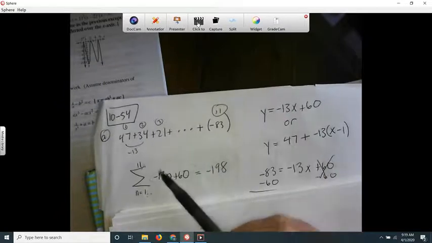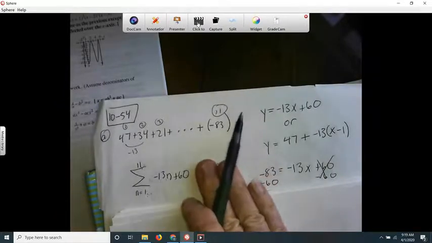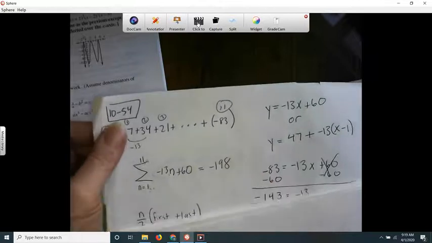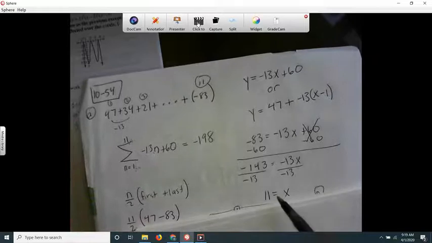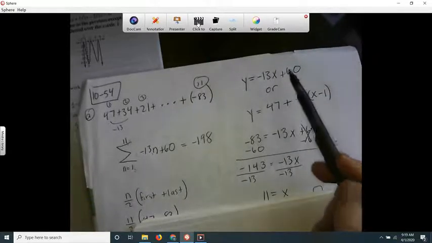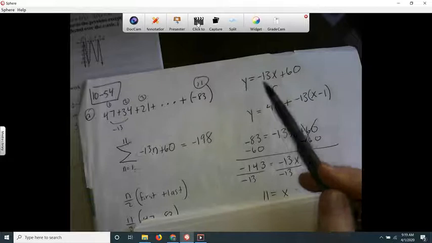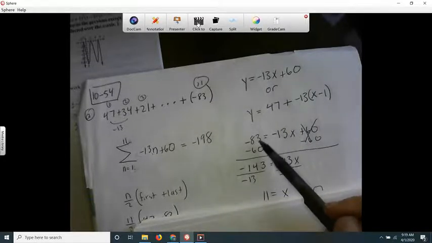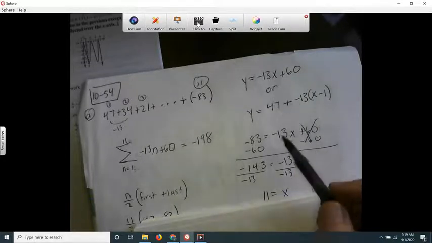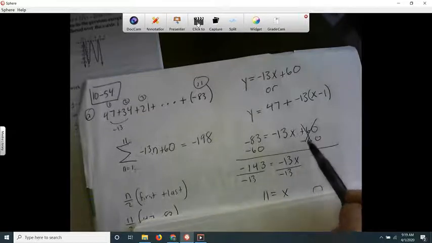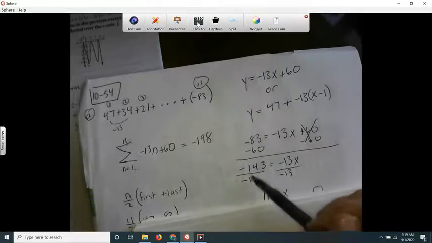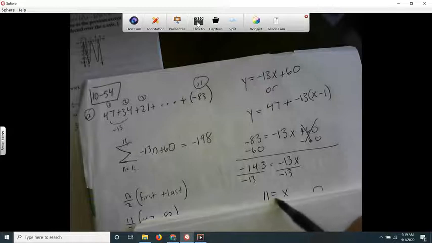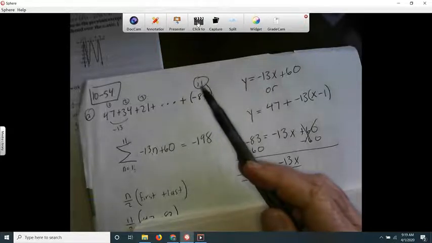And so where did the 198 come from? I had to do some work to get the 198. Oh, and how did I know that was the 11th term? I used this. I plugged in negative 83 for y, and then I solved for x. So I subtracted 60 on both sides, got negative 143, divided by 13, and I got the x. So that's how I knew that was the 11th term.